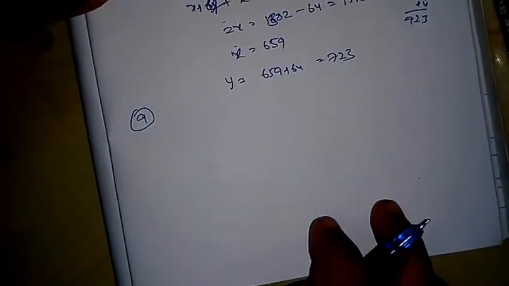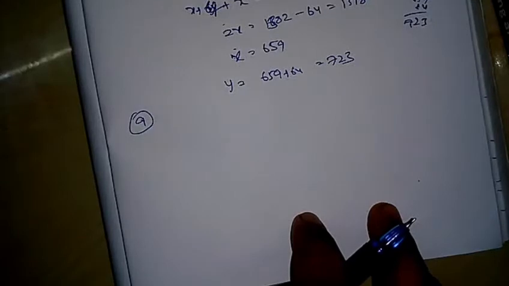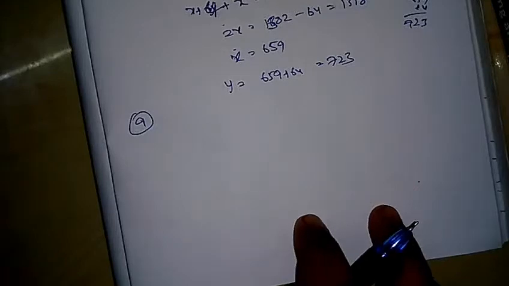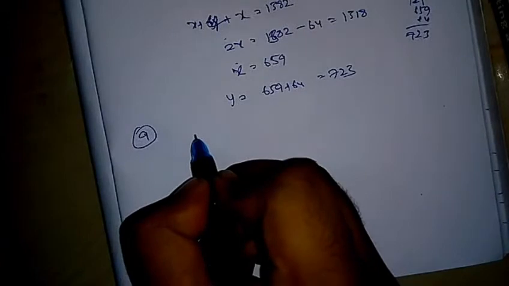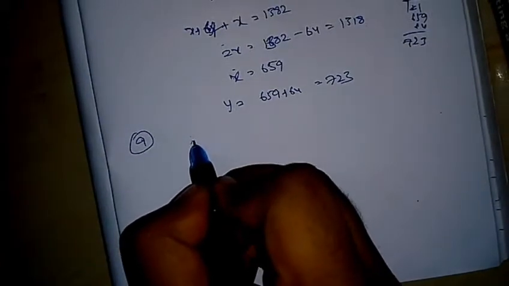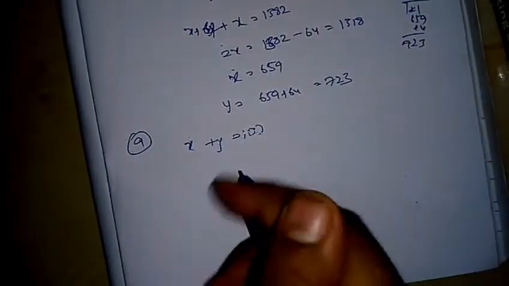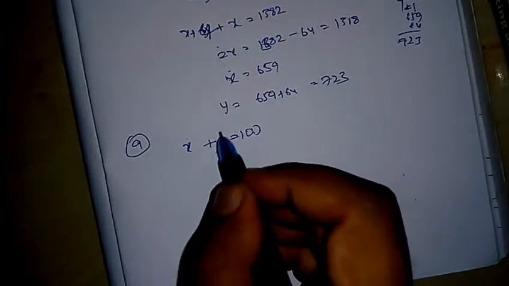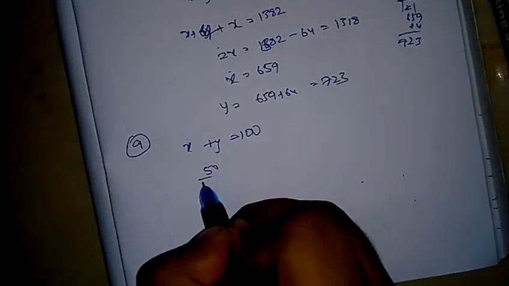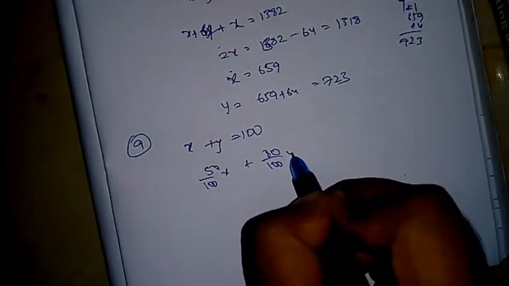Next, ninth question. A chemist has two solutions of hydrochloric acid in stock. One is a 50% solution and the other is an 80% solution. How much of each should be used to obtain 100 ml of a 68% solution? So here, let x be the amount of the first one and y the amount of the second one. x plus y will be equal to 100 ml, and 50 by 100 into x plus 80 by 100 into y will be equal to 68.